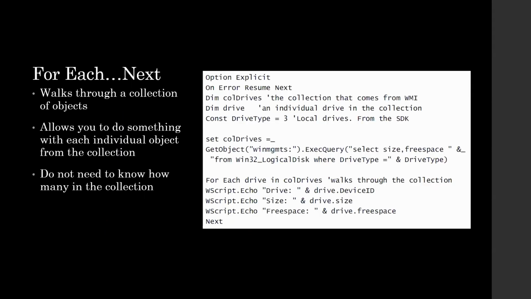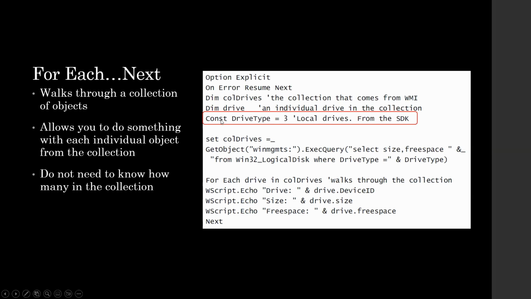For each next is going to walk through a collection of items. It's going to allow you to do something with each individual object from the collection. And in order to use the for each next, you do not need to know how many are in there. So for this script down here, we've got for each drive in the collection of drives. So up here, I've got my collection of drives and I set it a value. And for each drive that is located in this collection, it's going to print out the drive, the size, and the free space. And then it's going to go to the next, and it's going to keep looping through here until I run out of items in that drive collection.